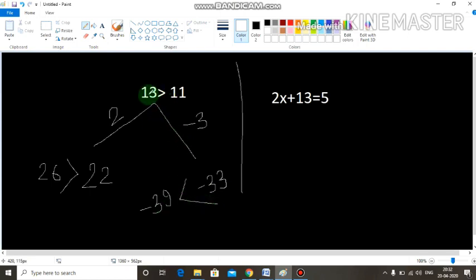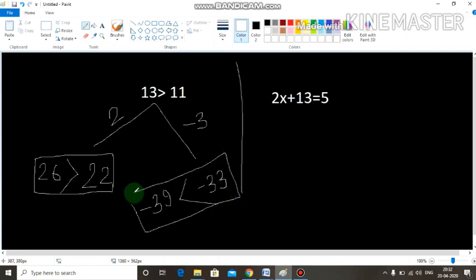So see, in the first case, if you multiply both sides by a positive number, then greater than is unchanged. Again it is greater than here. But if you multiply by a negative number, minus 3, then the inequation sign was greater than, but it has changed to less than. So this is the main thing, the important part which you have to keep in your mind.